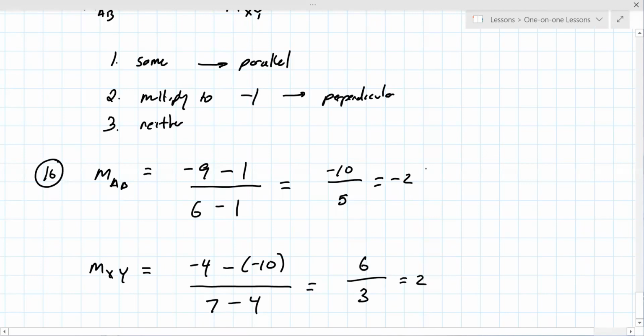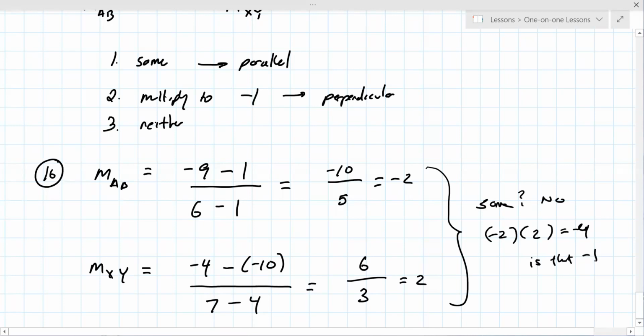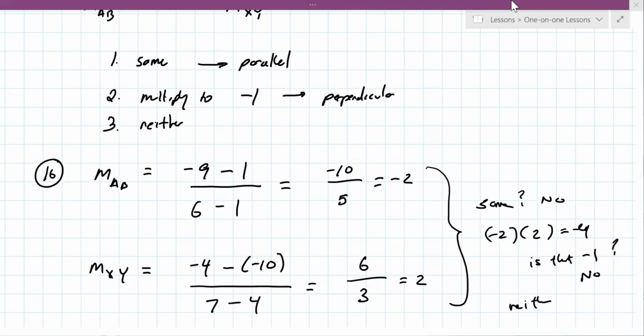So my first question is, are these the same? No. One's positive, one's negative. What do they multiply to? Negative 2 times 2 equals negative 4. Is that negative 1? The answer is no, so they are neither. So you have the answer to 15 in the back. I would recommend doing that as part of your review. If we have time, we'll come back to that one.